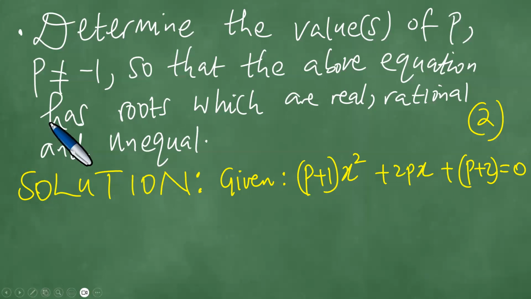So obviously, p is not equal to minus 1 because, if p were minus 1, then minus 1 plus 1 is 0, and 0 times x squared. If the coefficient of x squared is 0, it means we do not have a quadratic equation. So we must restrict p from being minus 1. We're saying therefore determine the values of p not equal to minus 1 so that the above equation has roots which are real, rational, and unequal. Please solve that one quickly.